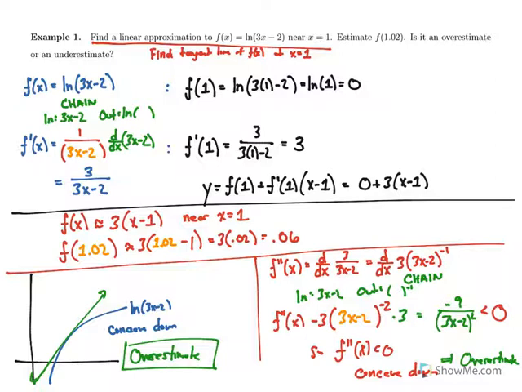Let's do a similar problem now. Find a linear approximation, that is, find the tangent line of the function 1 over square root of 1 plus x near x equals 0. And we're going to estimate f of 1.05 and determine is it an over or under estimate. So same kind of idea as what we did in the previous problem.